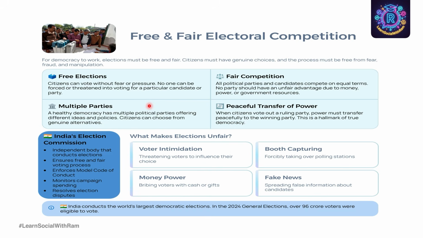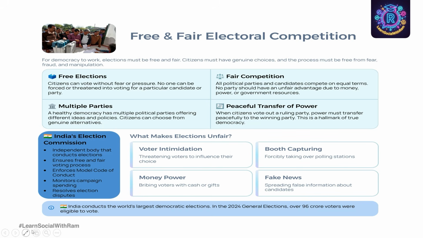Then let us understand what makes an election unfair. Sometimes the election becomes unfair because of voter intimidation, booth capturing, money power, fake news, right? Because of all these issues, elections sometimes become unfair, and this weakens democracy. That is why strong institutions are needed. For example, there is an institution called India's Election Commission. Yes, it ensures that free and fair elections happen in India.